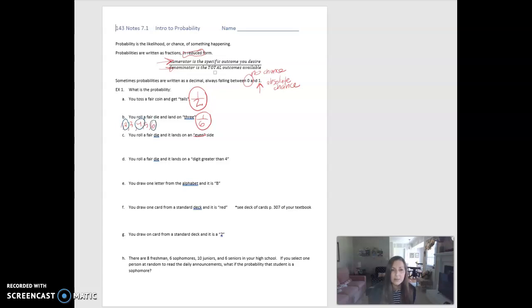So again, looking at our top instructions, the numerator should be the specific outcome you desire. Well, we want an even, and I just circled the evens. There are 3 evens. So there are 3 specific outcomes that I'm interested in. I can either roll a 2, I can roll a 4, or I can roll a 6. Those are the evens. And there are 6 total options. So 3 are the desired outcomes, 6 are your total. And that has to be reduced. Notice 3 out of 6 can be reduced, and so your answer would be 1/2.